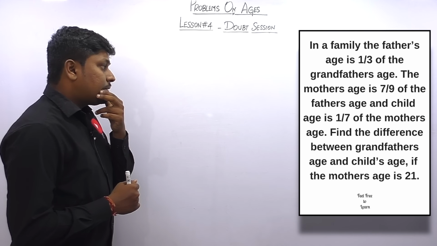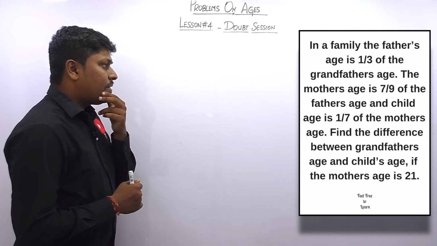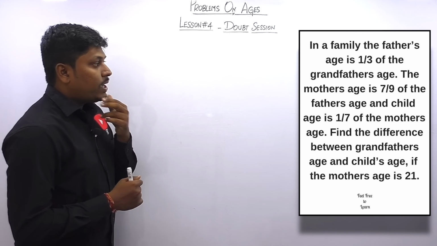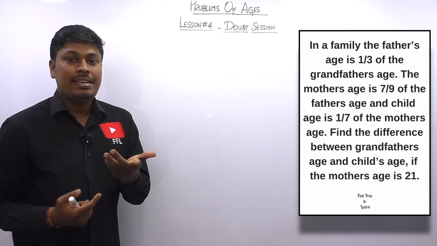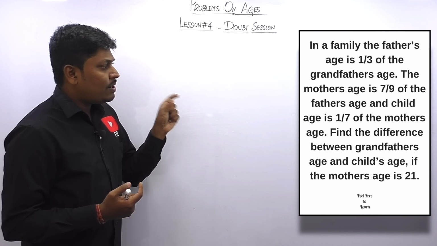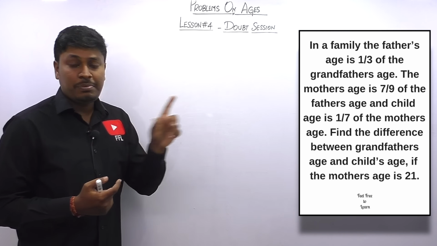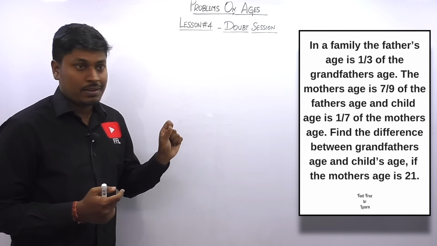So I think the question is not so difficult, because here they are talking about a grandfather, father, child and a mother. And at the last point, they have given the age of the mother. If one person's age is given, then finding all the remaining ages is really easy, right? But there is a small tricky thing in this question. You need to be careful about that, right? So first, the mother's age is given, that is 21.